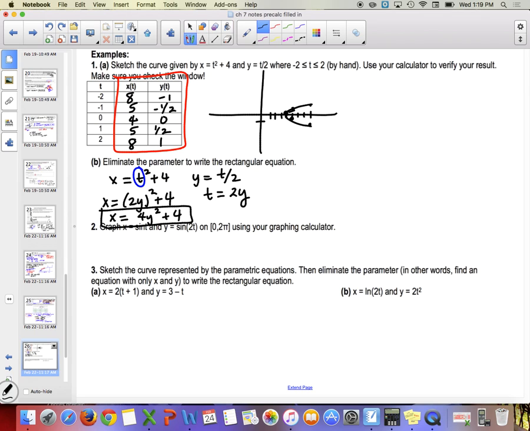Where'd you get the 2y? I solved for t in this equation. I noticed that t, if I multiply the 2 over, I have 2y. And then you replace it in the other. Do you think you can do that? All right, let me pause and you can go on break. Hang on.